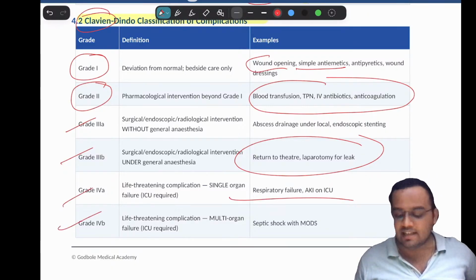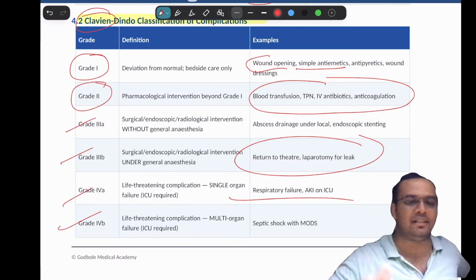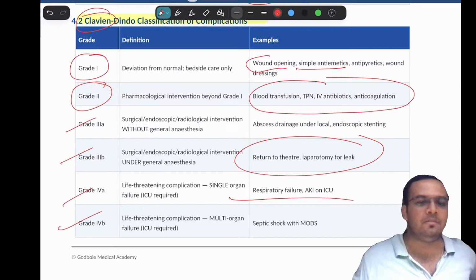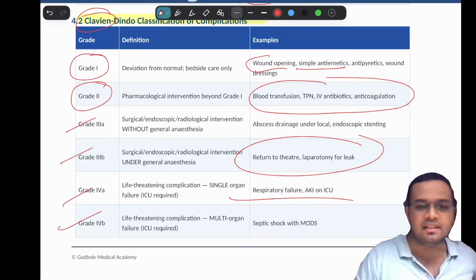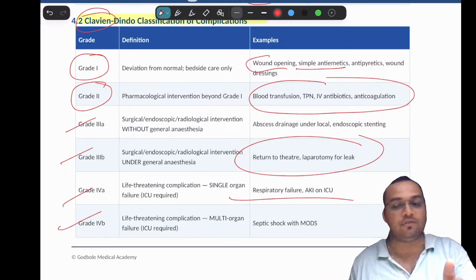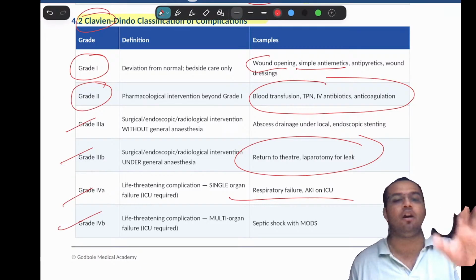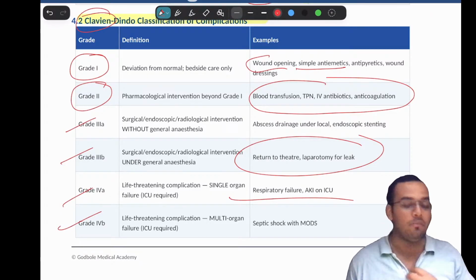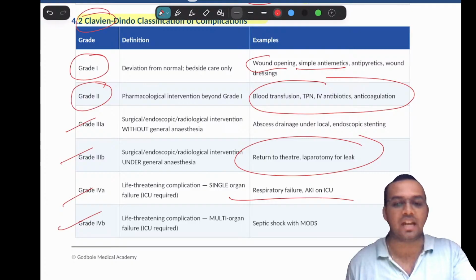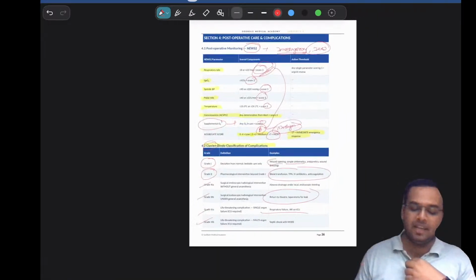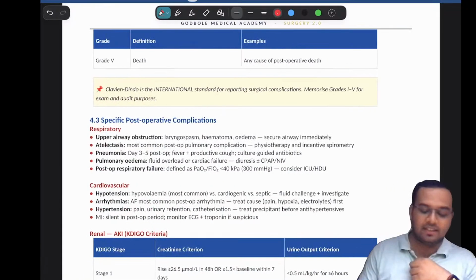Grade 4 is a single organ failure. For example, a patient gets AKI, a patient gets pneumonia, a patient gets arrhythmias, a patient develops atrial fibrillation. When one system has failed, the patient is grade 4A, and grade 4B means multi-organ dysfunction syndrome. So two or more systems have started failing and it has caused a threat to life. This is nothing but grade 4B, and grade 5 is nothing but, yes, the death of the patient.